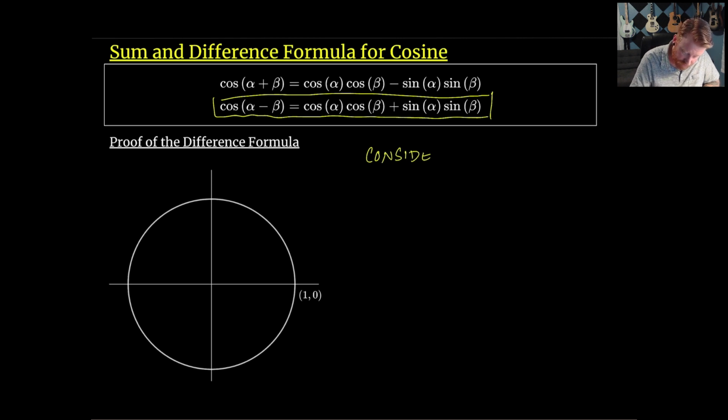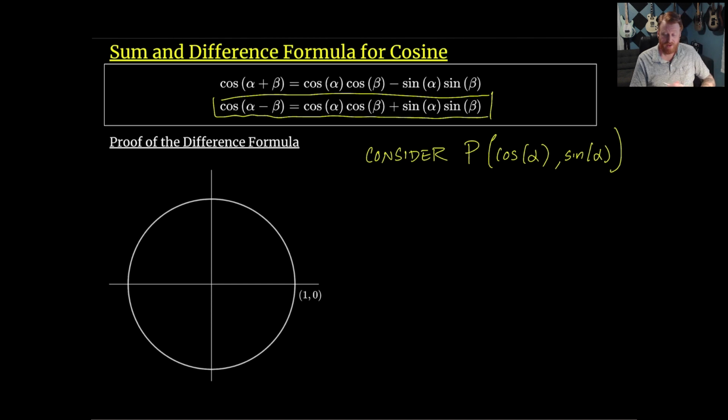Consider this point P, and it is going to be at cosine alpha, sine alpha, meaning that wherever this lives, and we're going to put it on our unit circle, must have an angle of alpha. So I'm just going to throw it over here in the third quadrant. I'm not saying that it has to be in the third quadrant, it's just where I'm putting it for the sake of this diagram. So here is P, and it is at the point cosine alpha, sine alpha.